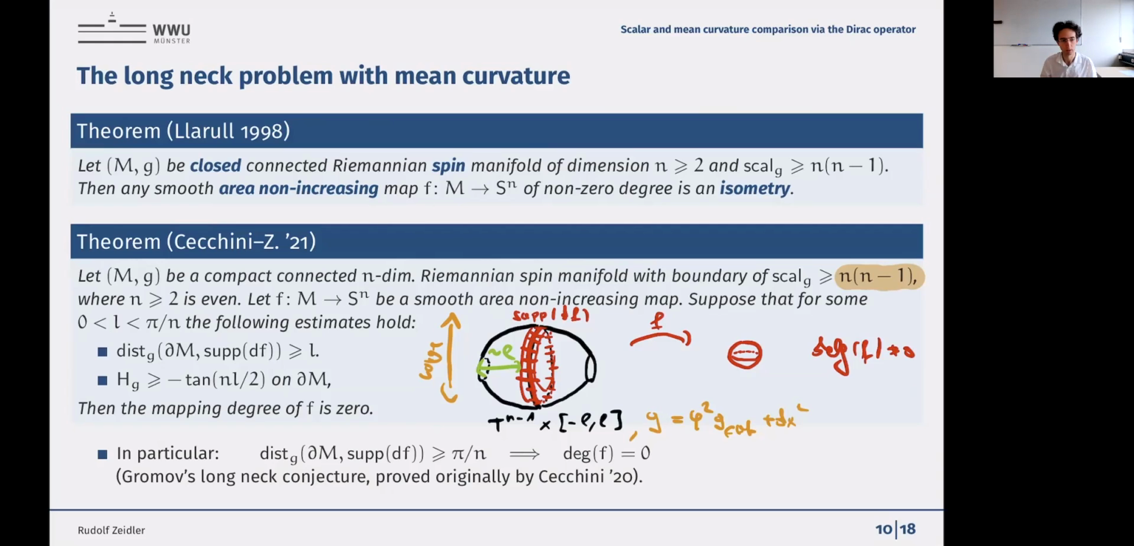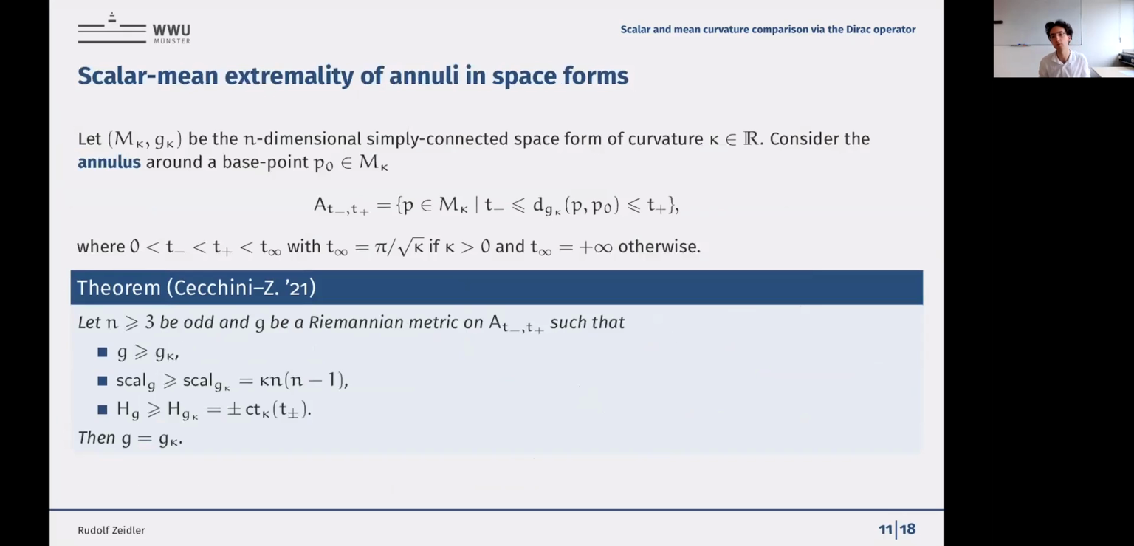All right, this was the long neck problem. And finally, I want to explain another kind of version of Yahoos theorem for manifolds with boundary, which is a theorem about annuli in space forms of arbitrary constant curvature.